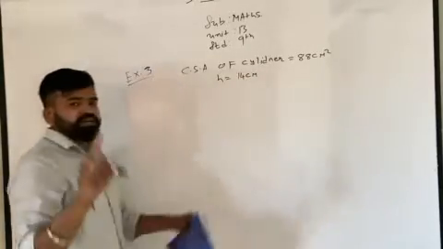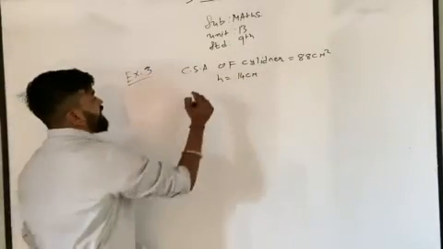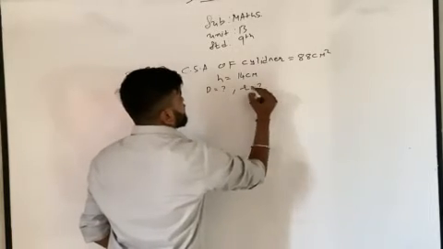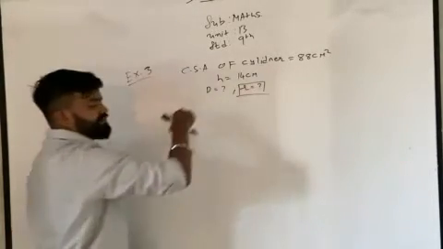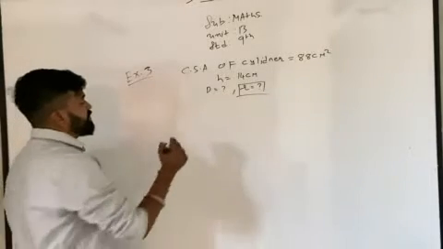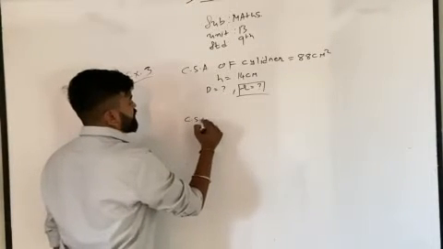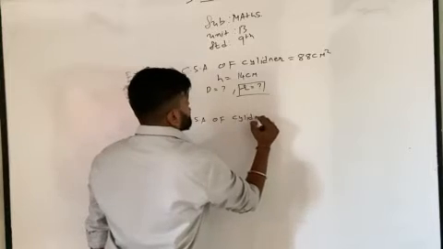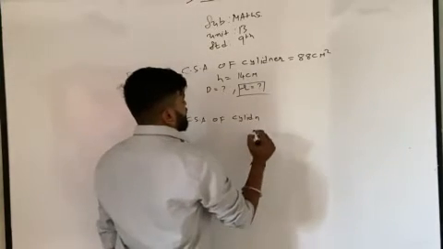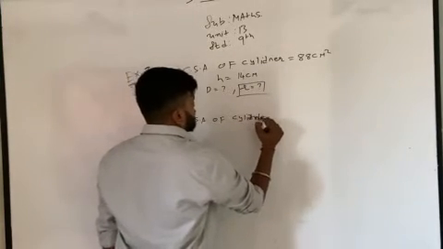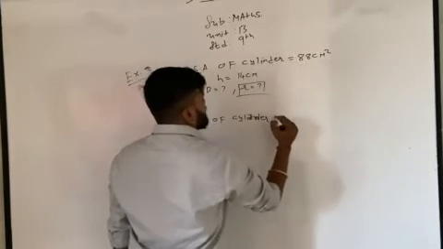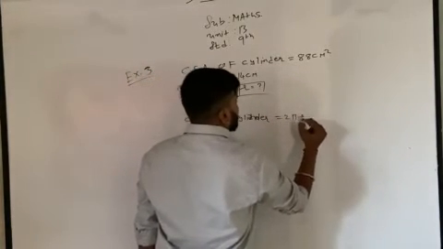What we need to find out? We need to find out the diameter. But before that, we have to find out the radius. We cannot directly find out the diameter, so we will use the formula. What is the formula to find out the CSA of a cylinder? That is equal to 2 pi RH.